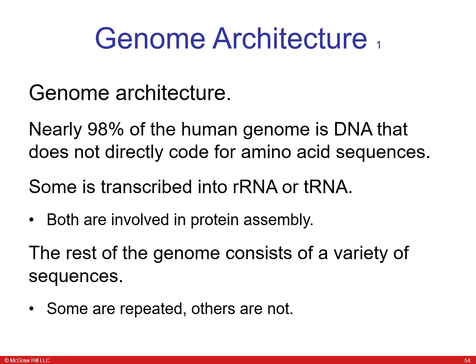So, the genomic architecture: 98% of our human genome is DNA that does not code for proteins. Some is transcribed into ribosomal RNA or transfer RNA, which are both involved in protein assembly. And the rest of the genome consists of a variety of sequences. Some are repeated and others are not.